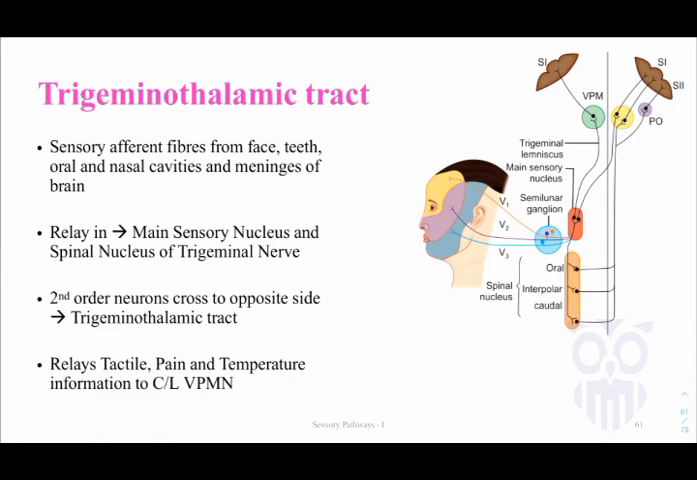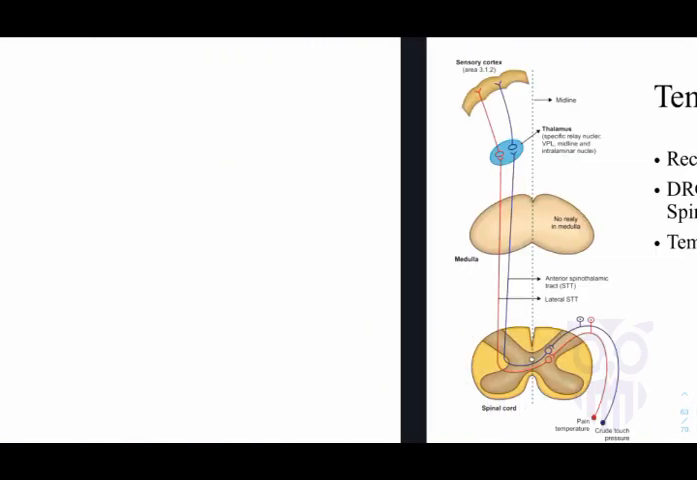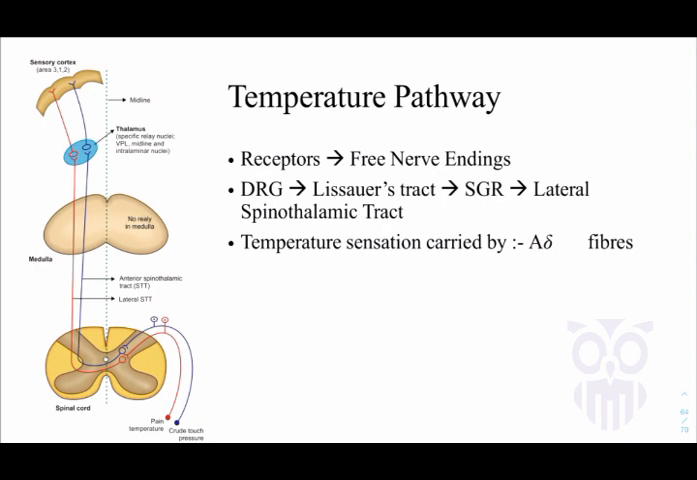Yeah, trigeminal thalamic tract, one thing I forgot to tell: they relay the tactile, pain and temperature. Remember, they carry both the crude touch and fine touch from the face. Both, that means both crude and fine. Pathway for temperature, what is the pathway? Yes, it's the lateral spinothalamic. Good, very good. So you all know the pathway, lateral spinothalamic.